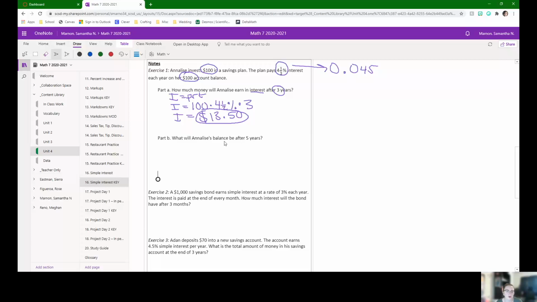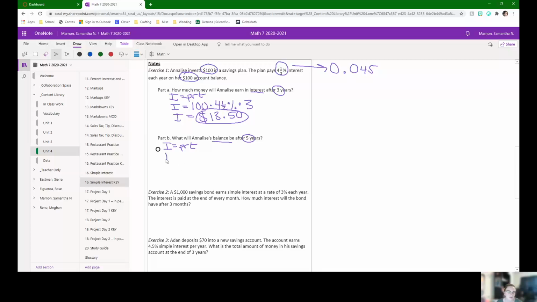Part B wants to know what her balance will be after 5 years. So it's important that we know that this one just wanted the interest. This one wants the balance, which is going to be the total amount in the account at the end. So let's first set up and find what the interest is using I equals PRT. So why don't you pause the video and see if you can figure out what her interest would be after 5 years.